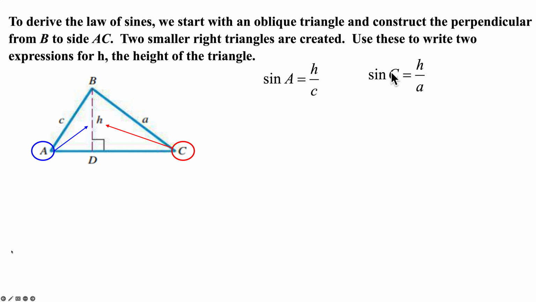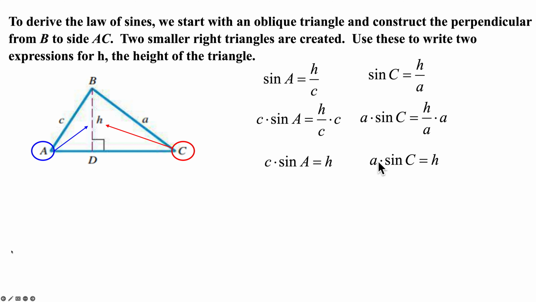To solve for H in both cases, on the left we'll multiply both sides by C. On the right we'll multiply both sides by A. So we have sine of A being multiplied by C. We'll say that's equal to H. And over here we'll have side A being multiplied to the sine of angle C. Since they're both equal to H, we're going to use a little substitution here. So let's take A times sine of angle C, put that in for H, and rewrite that equation.